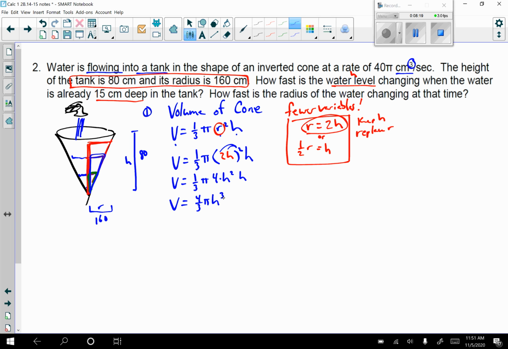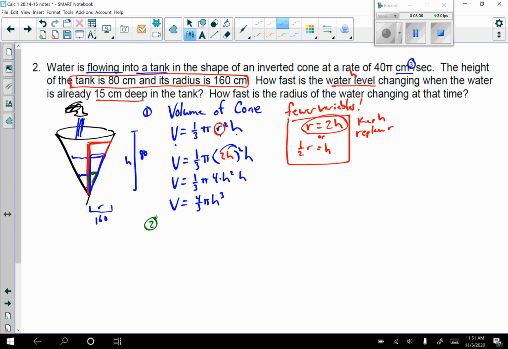So a cone problem, this is about the only one you have to do that on. Most formulas only have one variable on this side, either a radius or a height. This one has both. So volume of a cone, find a relation between radius and height, and make it easier first. Now we can do step 2.